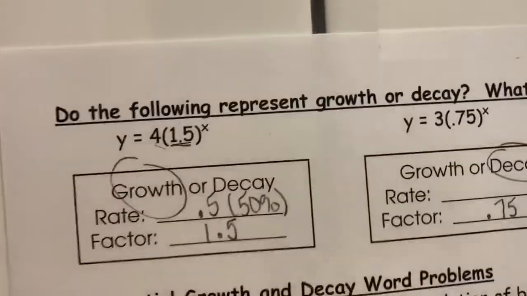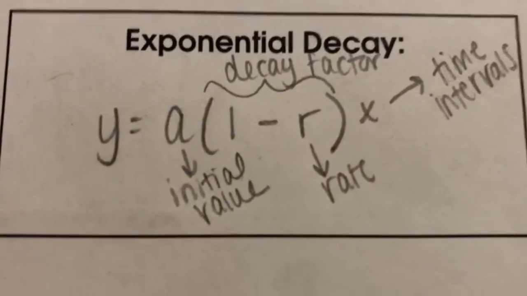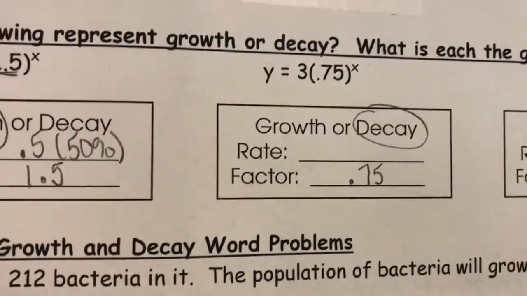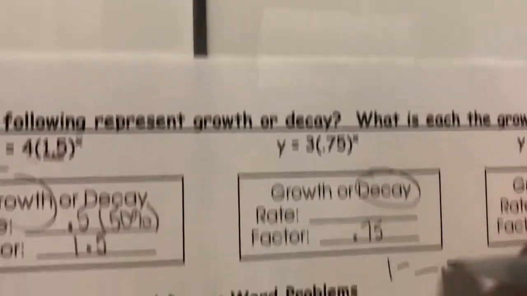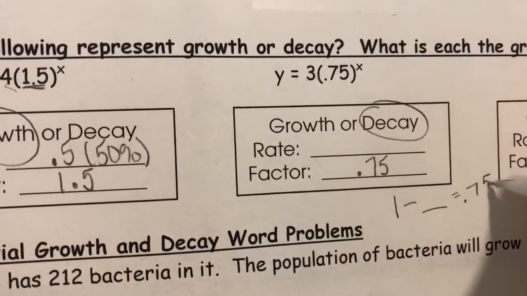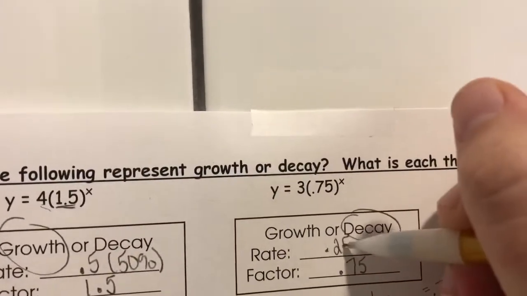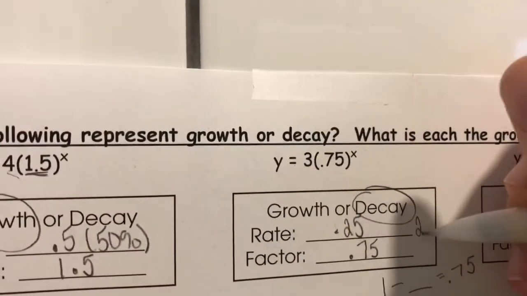Now the rate for this one, you got to work backwards. And when we had decay, we used this equation. So 1 minus the rate is going to give me that factor. So I need to look back up here, and I'm going to say, well, 1 minus what equals 0.75? Well, 1 minus 0.25. So that's going to give me my decay rate of 0.25 or 25%.